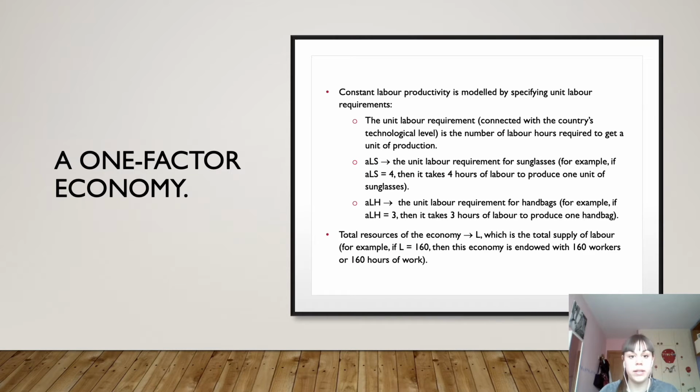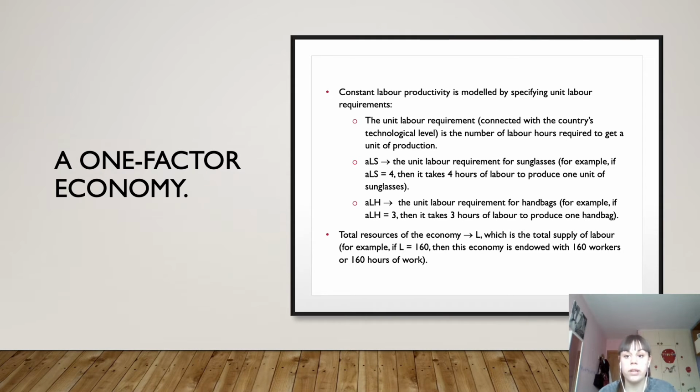Continuing with our example of a one-factor economy in which we are producing sunglasses and handbags, we must bear in mind that the constant labor productivity is modeled by specifying unit labor requirement. The unit labor requirement is connected, as I have said before, with each country's technological level, and it is referring to the number of labor hours that are required to get one single unit of production of a good, which can be sunglasses or handbags.